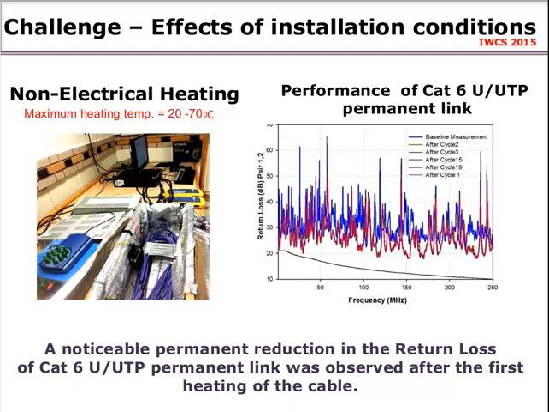This slide also shows the effects that we want to look at. In the current test shown on this slide, the effect that we want to look at is the effect of thermal variation and insulation condition on the transmission parameters of the cable. This work was presented at the IWCS conference in 2015. The effect of changes in the environmental temperature on the performance of Category 6 UTP permanent link was studied.